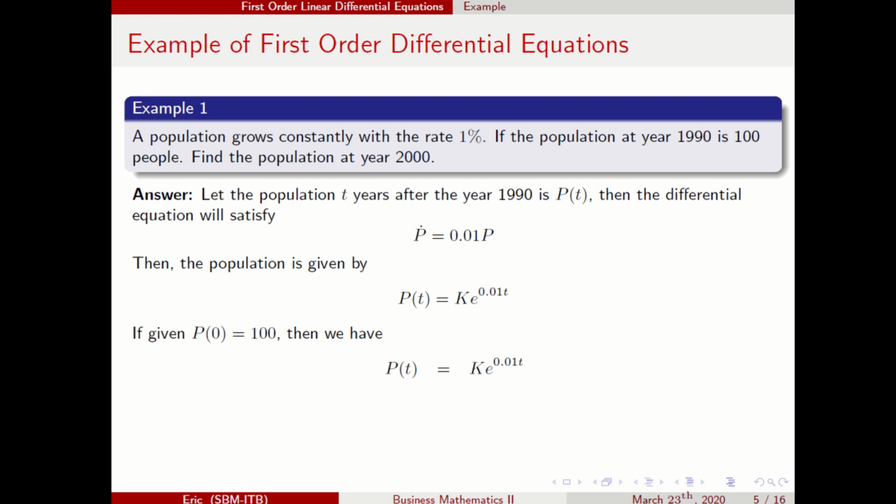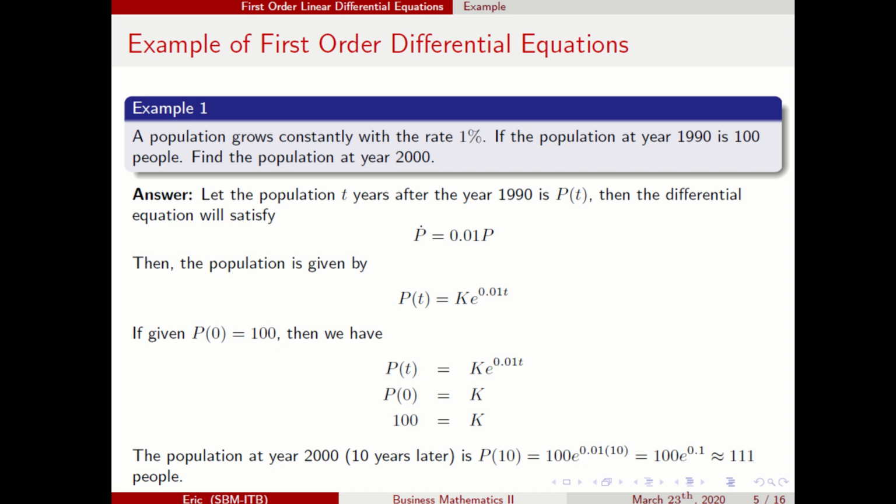If the population at 1990, that is 0 years after the year 1990, equals 100, so p(0) equals 100. I can substitute here, so p(0) should be a constant because this is e to the 0.01 times 0, this is 1, so p(0) equals k. So p(0) is 100 and k is 100. So p(t) equals 100 times e to the 0.01 times t.